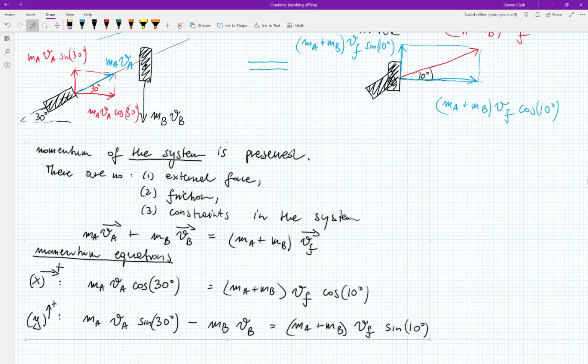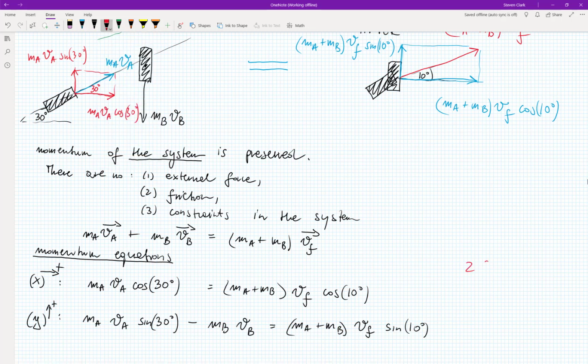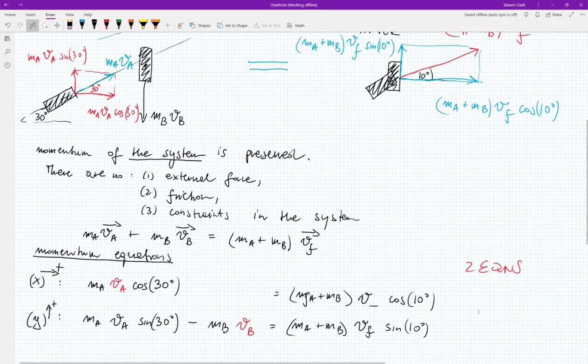Okay, so let's see how many unknowns we have. We definitely have two equations. And now let's see. First of all, we don't know the initial velocities, right? Because the drivers didn't tell us what they were. And I also think that we do not know velocity final. So it looks like we have three unknowns. So it seems like it's not solvable, right?